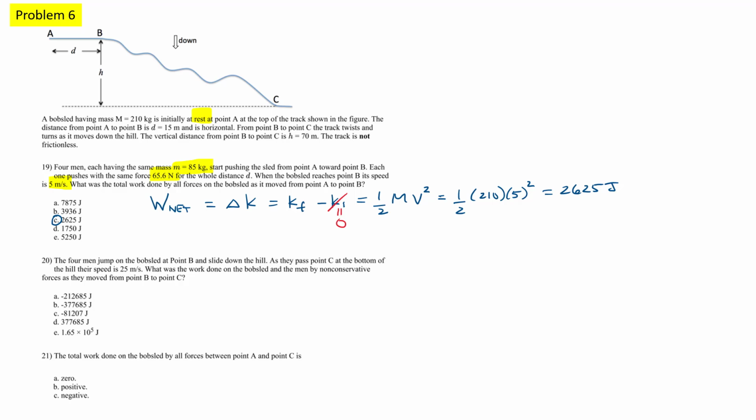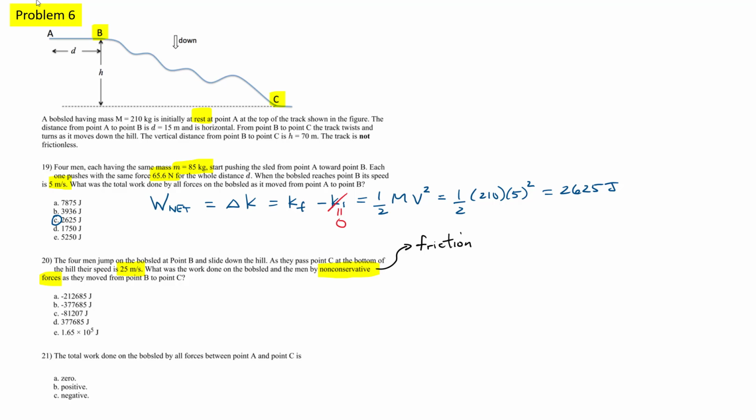All right, question 20 now. It says the 4 men jump on the sled at point B and slide down. As they pass point C at the bottom of the track, their speed is now increased to 25 meters per second. What was the work done on the bobsled and the men by non-conservative forces? Okay, so non-conservative forces as they move from here all the way to the bottom. When they ask you for work done by non-conservative forces, the word that should pop into your mind is that they want to know the work done by friction.